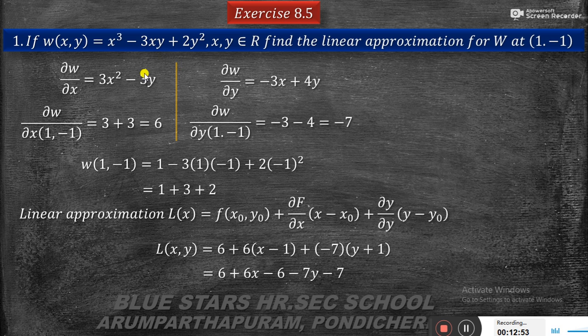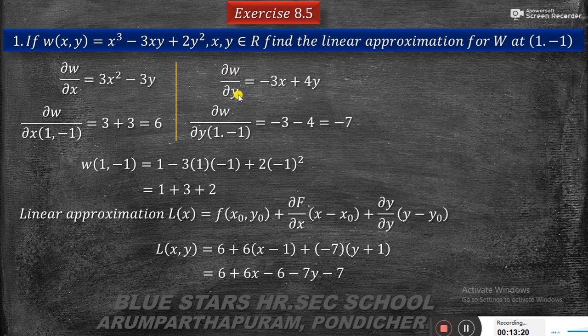So now from this we calculate ∂w/∂x. ∂w/∂x equal to 3x² − 3y. Next ∂w/∂y means −3x + 4y. ∂w/∂x means we differentiate only the x terms. The derivative of x³ is 3x², minus 3y into the derivative of x, which is 1. So 3x² − 3y.